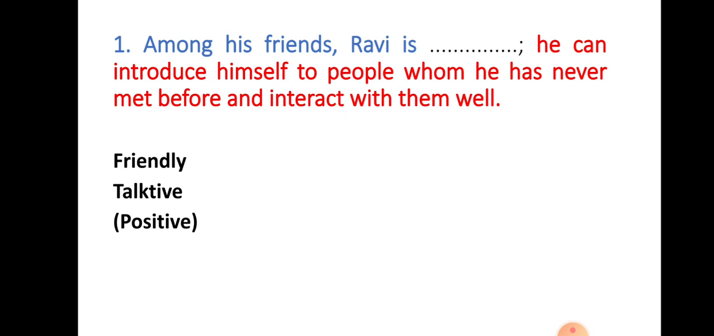So here, with the help of the hint sentence, we can understand that this guy might be friendly or talkative. Okay, so these are my own words. I feel that he could be friendly or talkative. These are my own words.